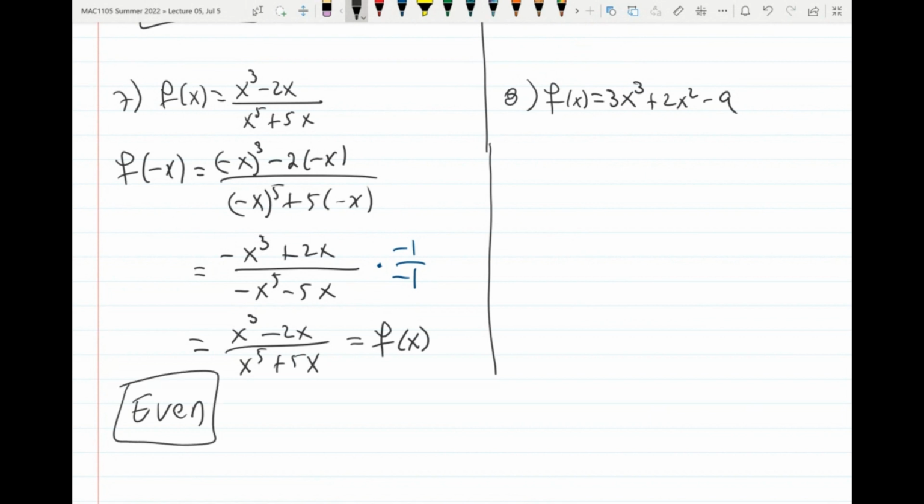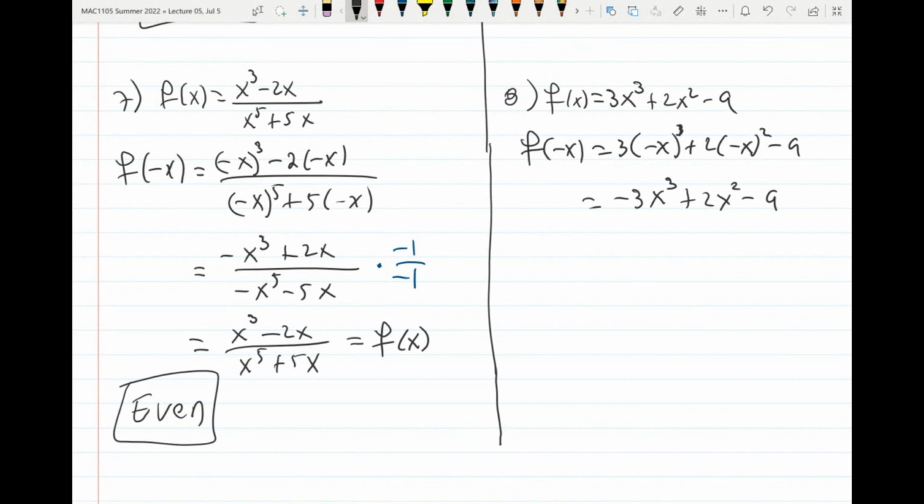Okay. And how about the last one? Let's see. Let's do it quick. So we do the same thing, plug in a negative. So the negative survives here, so it will be negative 3x cubed. Now the other negative is gone because of the square. Minus 9. So let's see, is this the same as the original function? No, it's different, and there is no trick of multiplying by negative 1 top and bottom because there's no fraction here. Okay? So it's not even.